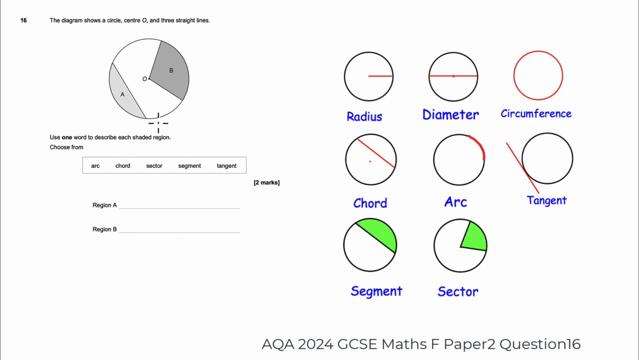So let's look at the picture we've got. Well, that sector is there. That segment is there. So region A is a segment because it's contained by a chord and an arc. Region B is a sector because it's contained by 2 radii and an arc.